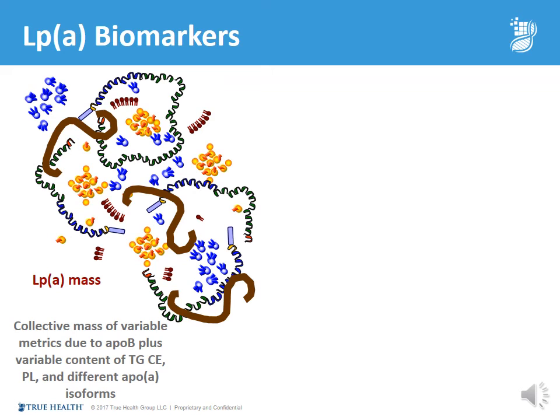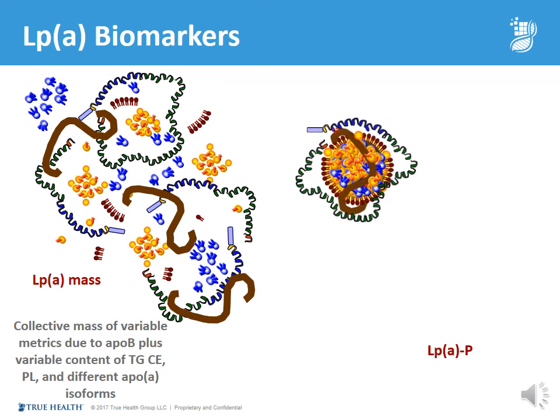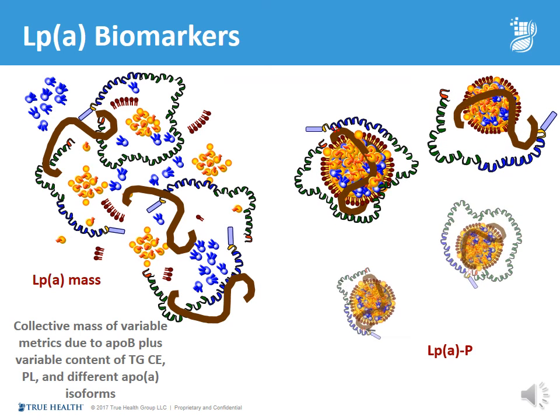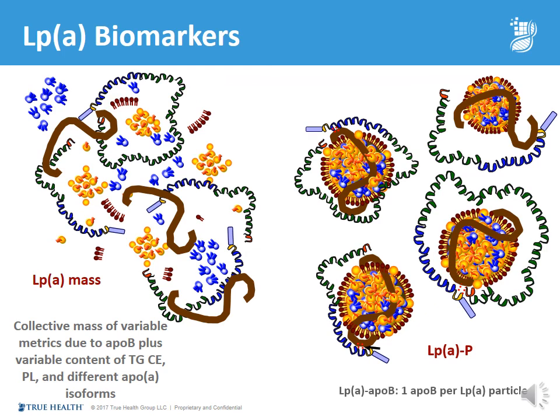So Lp(a) mass has multiple determinants that give you the final number, as opposed to Lp(a) particle counts, which is just telling you not the size of the Lp(a), not the isoform of Lp(a), but how many Lp(a) particles are present. We certainly know with respect to LDL particles and HDL particles, a particle metric is more informative than component or cholesterol or lipid measurements. And the hypothesis is that that same strategy would apply to Lp(a) particle counts.